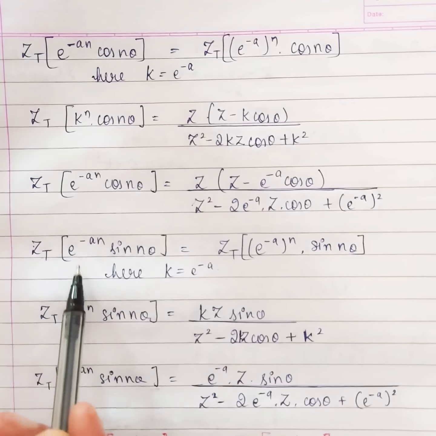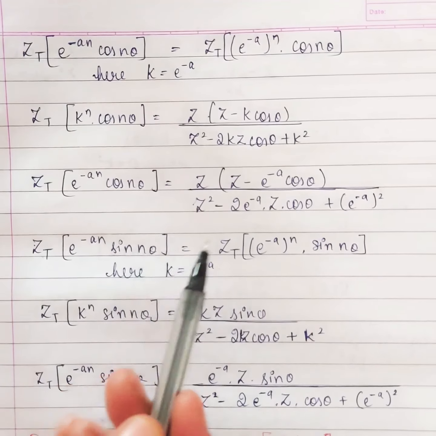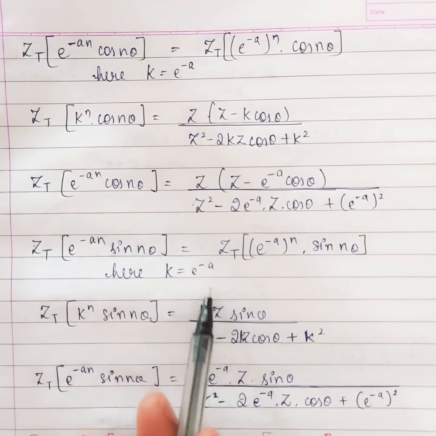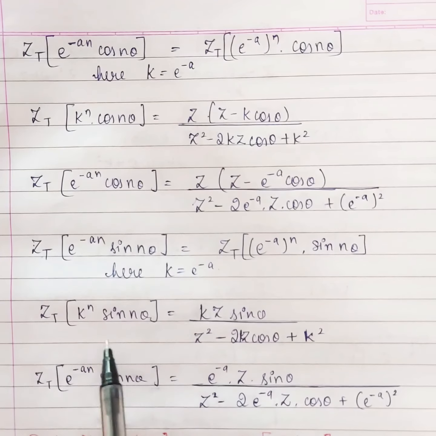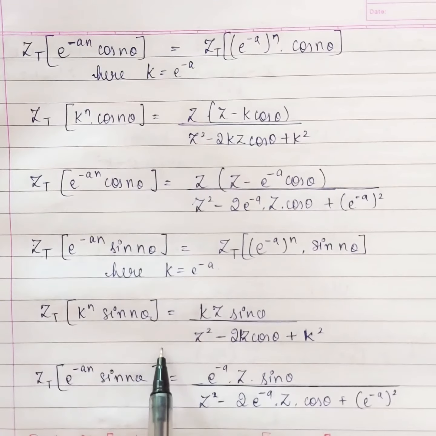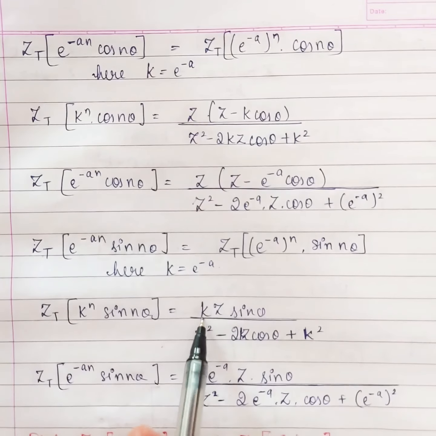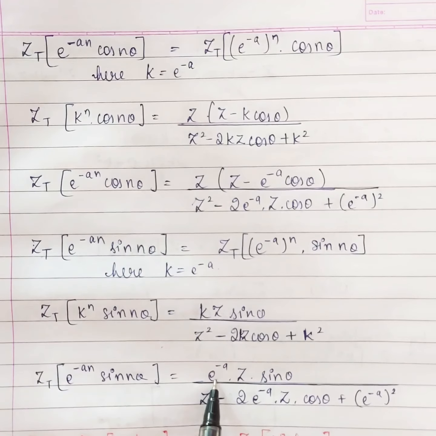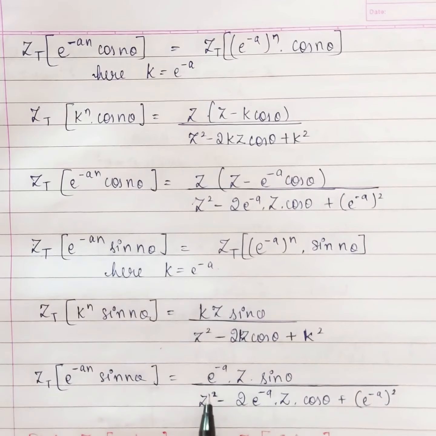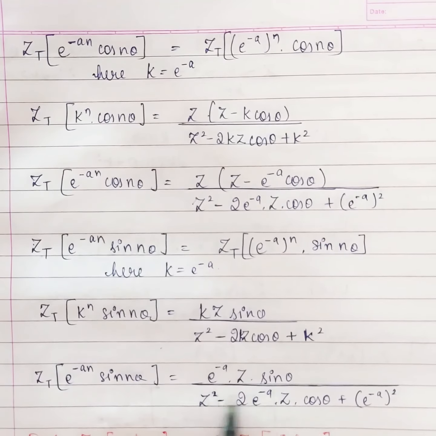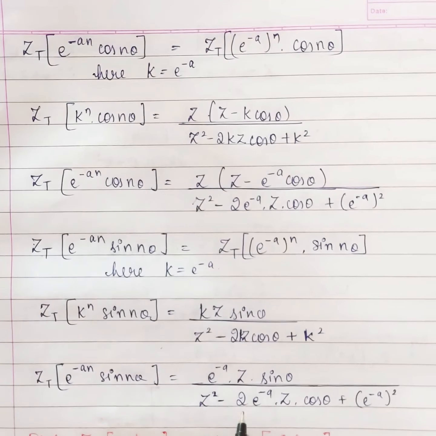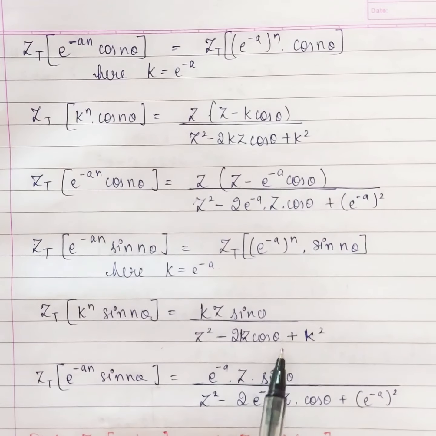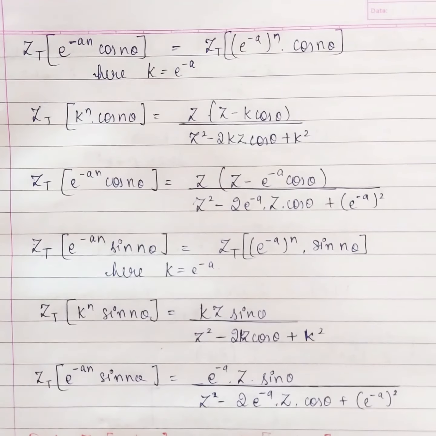Same way, if they ask the z transform of e power minus a n sin n theta, wherever k is there, replace it by e power minus a. This is what we have derived on the previous page. So wherever k is there, I am going to replace it with e power minus a. So here e power minus a z sin theta by z square minus 2 into e power minus a z cos theta plus e power minus a the whole square.